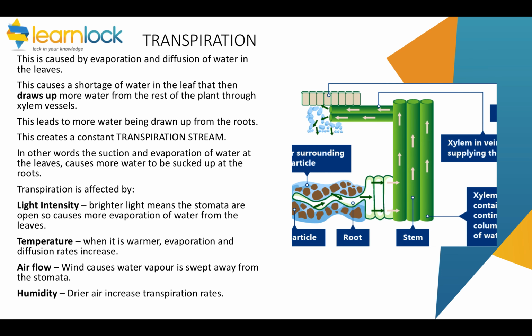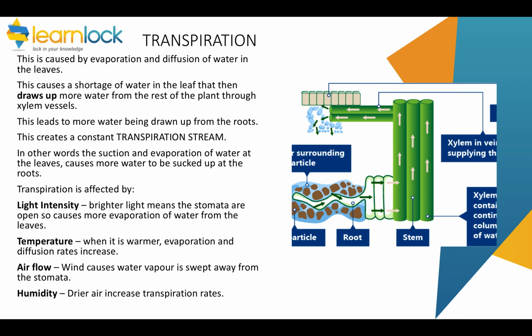So let's look at transpiration. Transpiration is the movement of water through a plant. Now to understand this, we need to go into a bit more detail. When water leaves a plant by evaporation in the stomata, it comes out of the holes. As it draws out of the holes, it causes a shortage of water in the leaf. So the water then draws up more water from the rest of the plant. That leads to water being drawn up from the roots, and this creates a constant stream of water moving through the plant called the transpiration stream. In other words, the suction and evaporation of water at the leaves makes more water sucked up at the roots.